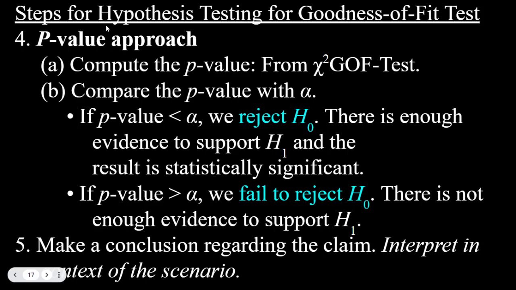Compare the p-value with alpha. If p is less than alpha, we reject the null hypothesis. And remember, that means there is enough evidence to support the alternative hypothesis, and the result is statistically significant. If the p-value is greater than alpha, then we fail to reject H sub 0, the null hypothesis, and there is not enough evidence to support the alternative hypothesis. And then finally, step 5, as we have been doing previously, make a conclusion regarding the claim. That means we're going to interpret this in the context of the scenario that we were given.